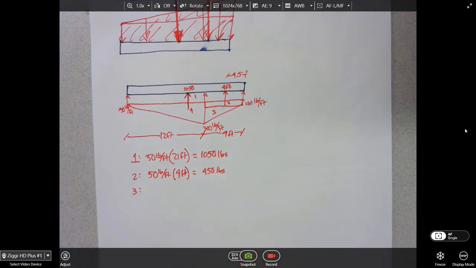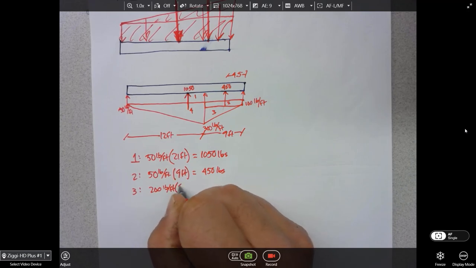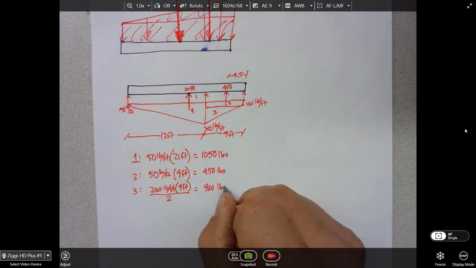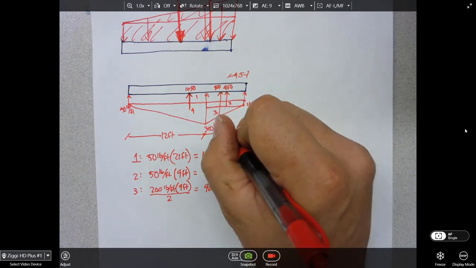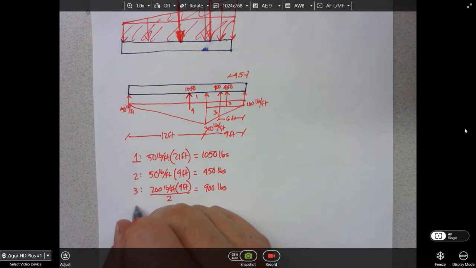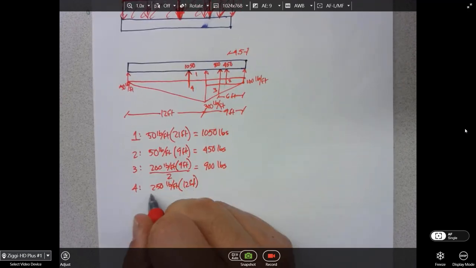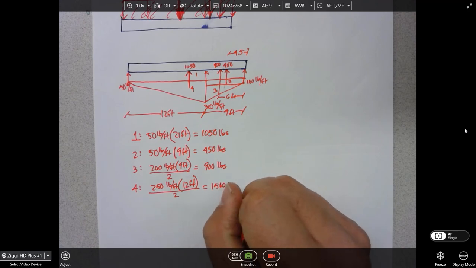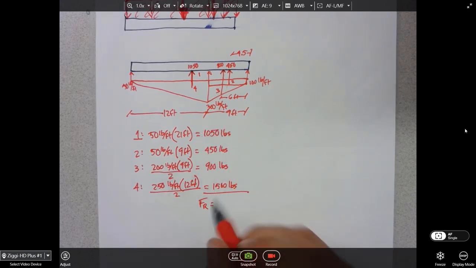Area 3 looks like it goes from 100 to 300. So that's a change of 200 pound feet over a length of 9 feet. But we've got to divide it by 2 because it's a triangle. So that looks like 900 pounds to me. And it's located 1/3, 2/3. So that's 6 feet. And then area 4, I go from 50 to 300, so that's going to be 250 pound feet times 12 feet, divided by 2 because it's a triangle. So that's 1,500, is that right? So I know my total resultant has to have a magnitude of 1,500, 3,000, 3,900 pounds. Is that what you all got?